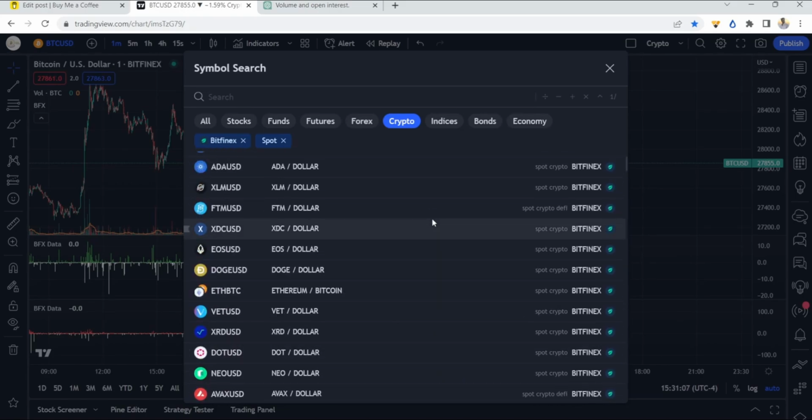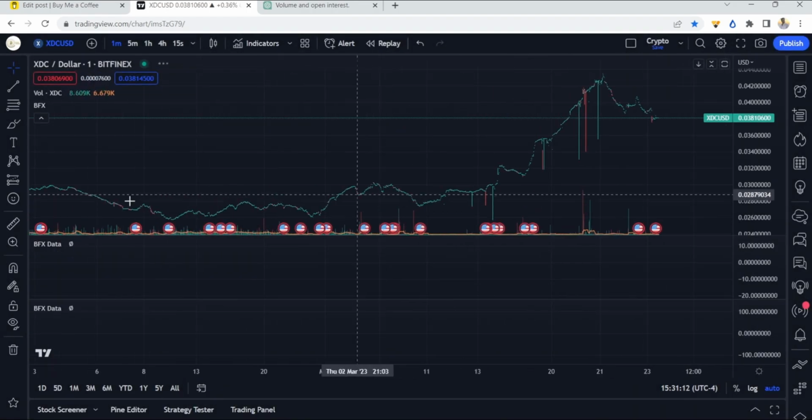So if we go to something like, what can we look at? I don't know a lot about this one. I don't even know if it has margin data. No, it doesn't.